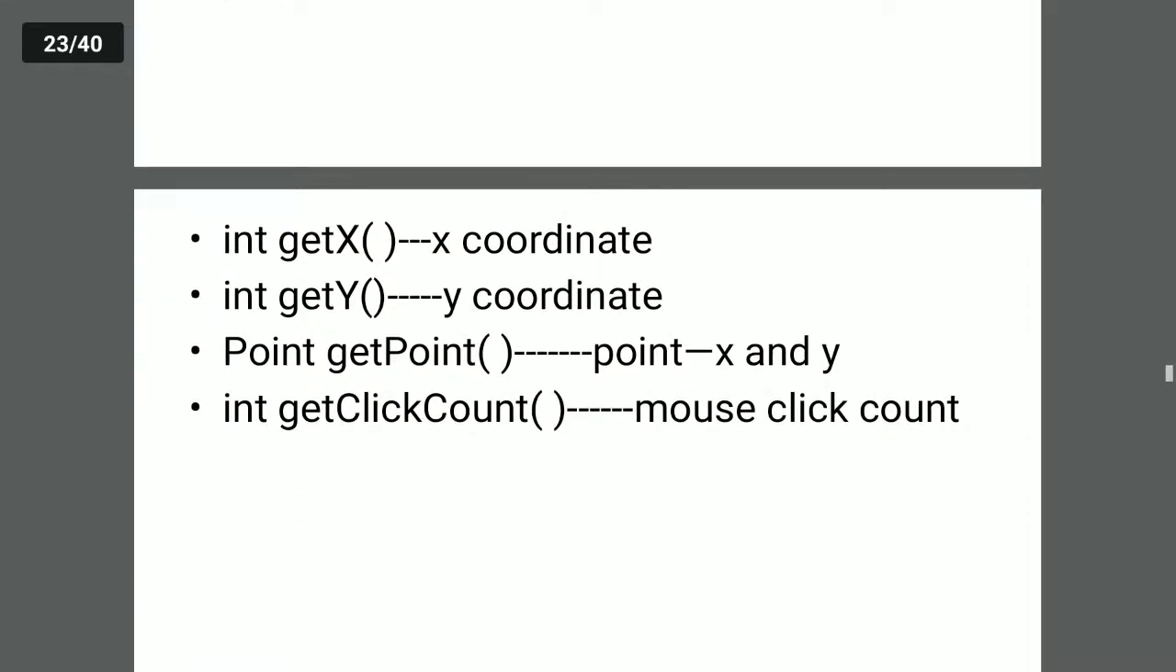So along with that, we have different methods. getX gives the x coordinate of the point where the mouse is pointing, and getY gives the y coordinate value of the point where the mouse is pointing. getPoint gives the x and y coordinates. One more method, getClickCount, gives the number of mouse clicks, or the mouse click count.